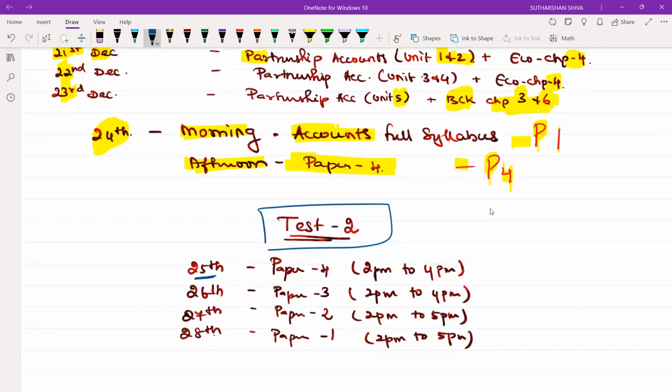Test 2 is on 25th, 26th, the immediate next days; we have already prepared it, no? In the immediate next 4 days we are going to write, on 25th, 26th, due to time constraint in the last 30 days of preparation, for those who are finding it difficult, we are preparing 2 full syllabus test series: 25th, 26th, 27th, 28th. Paper 4, paper 3, paper 2, paper 1 will come up in reverse order.